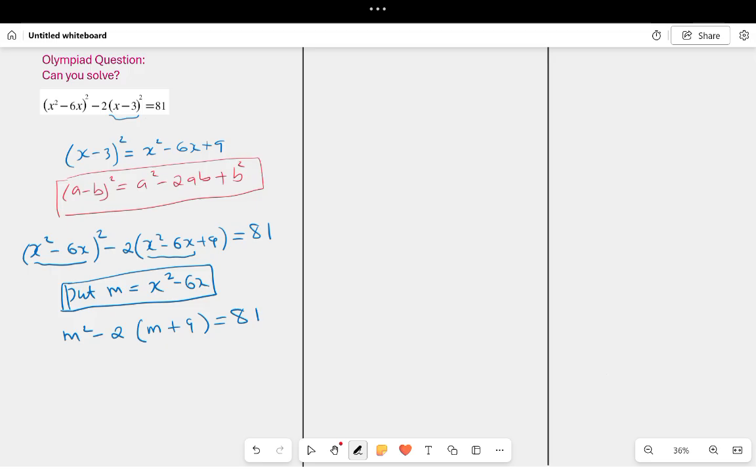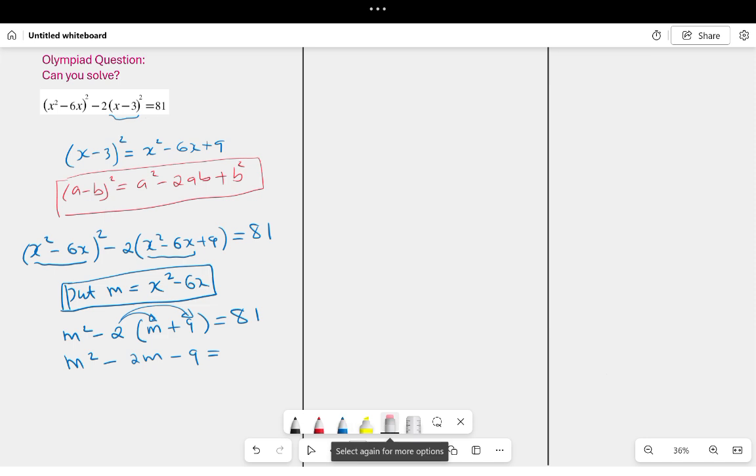Now let's open the brackets. Negative 2 times m is going to be negative 2m, and then over here we have m squared. And negative 2 multiplied by 9, sorry, it's not negative 9, negative 2 times 9 is actually negative 18, which is equal to 81.